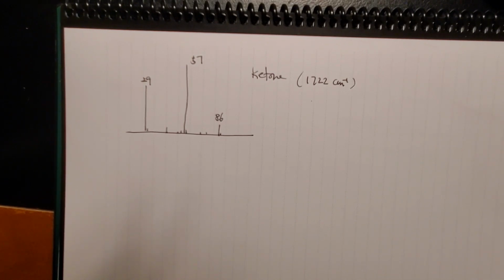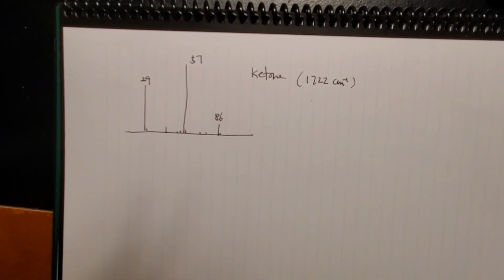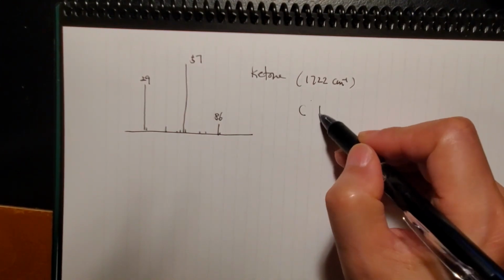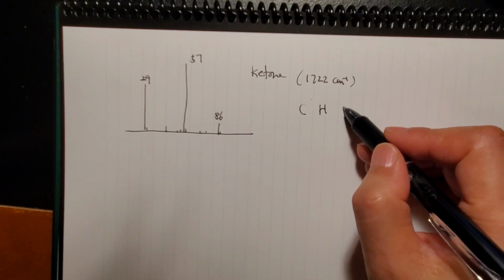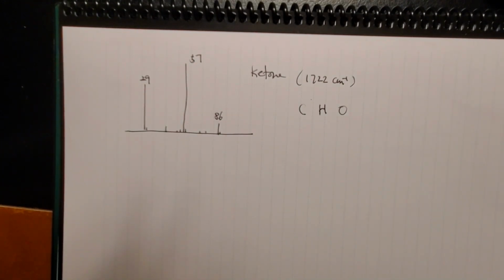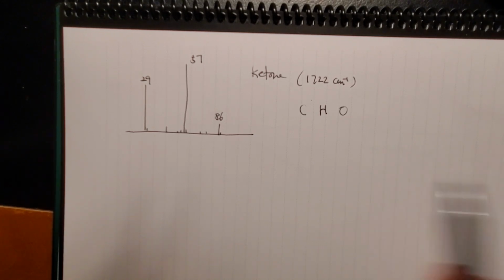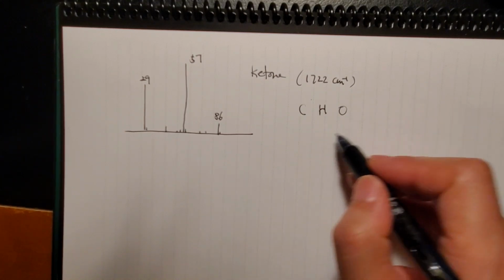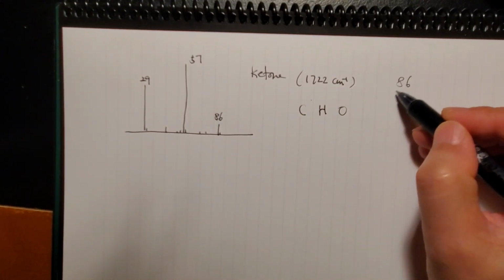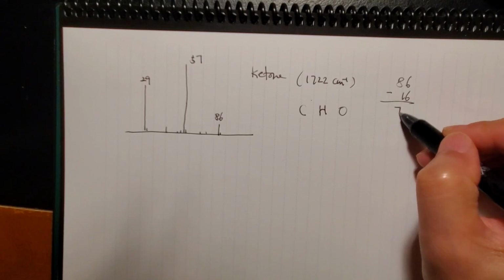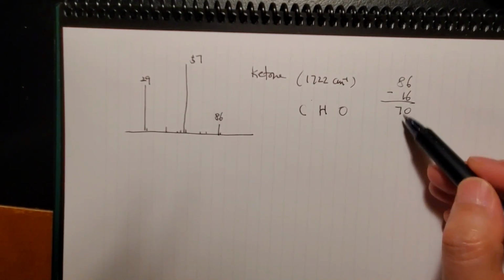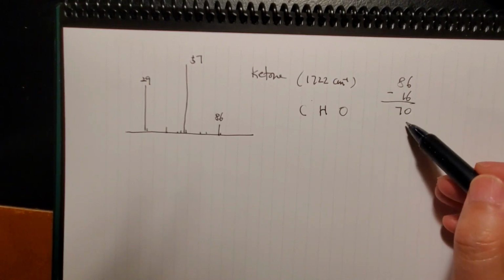knowing this is a ketone, let's figure out the formula. Okay, so you've got to have some number of carbons, some number of hydrogens. Say you have 1 oxygen. Then in order to fit it into the 86 with the 1 oxygen there, you have to subtract 86 minus 16, so 70, right? How many carbons is good to make up 70 with a couple hydrogens?